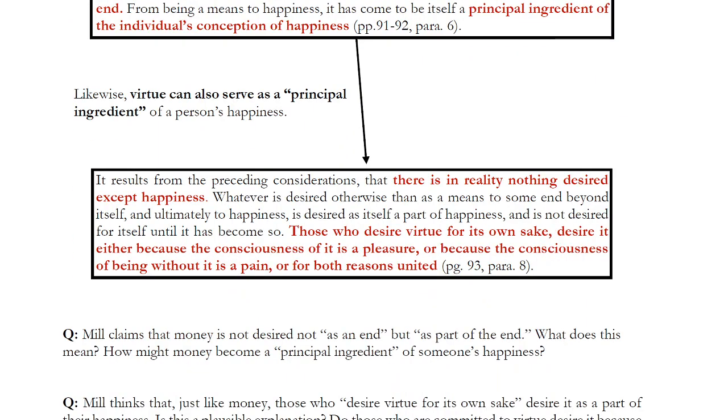On a happier note, the same thing can happen with other things that are, you might say, more valuable than just hoarding up money, like virtue. So Mill tells us those who desire virtue for its own sake desire it either because the consciousness of it is a pleasure, or because the consciousness of being without it is a pain, or for both reasons united. So when we see someone who says virtue is of fundamental importance, like Aristotle, and they pursue virtue and want to live a virtuous life, well, how do we explain this? For Mill, just as with Scrooge McDuck or the miser, for whom hoarding money has its own intrinsic value, for someone like Aristotle, or the very virtuous person, virtue has become a principal ingredient of their happiness, for which they cannot be happy without it.